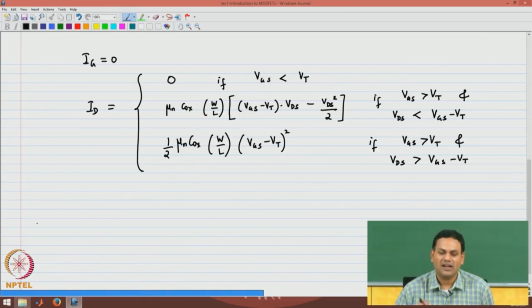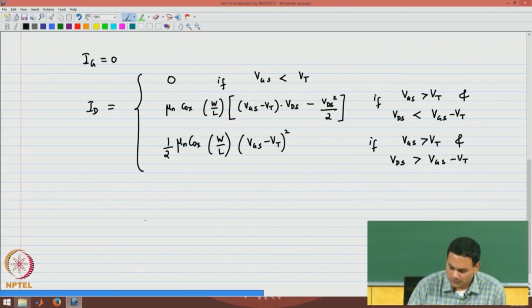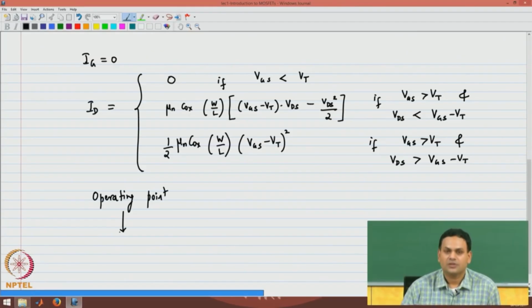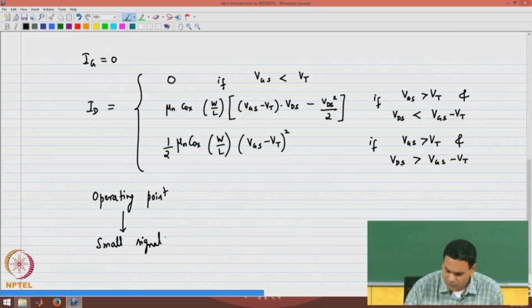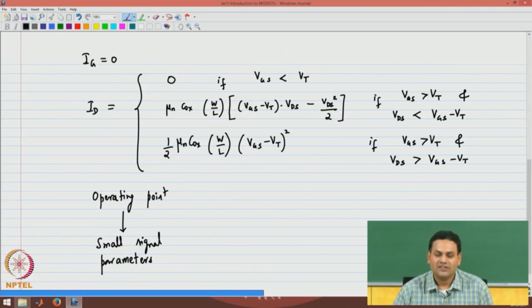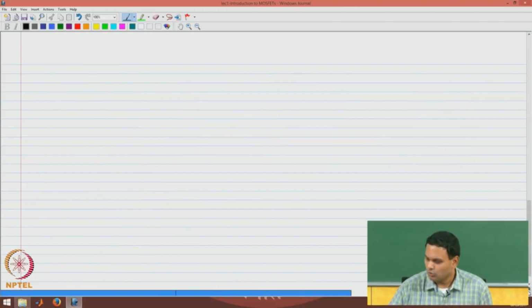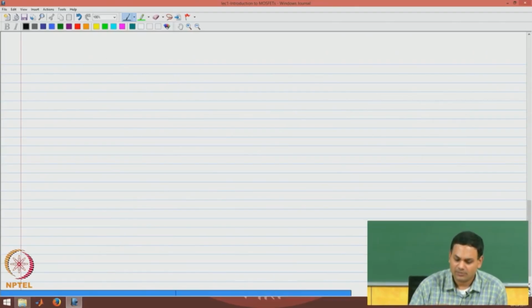And remember, the operating point of the MOSFET is used to calculate the small signal parameters of the MOSFET. This is something you would have learnt in the previous course, the more basic analog circuits course. So, from the operating point, you will derive the small signal or incremental parameters and the small signal model of the MOSFET. So, now let us look at the small signal model.